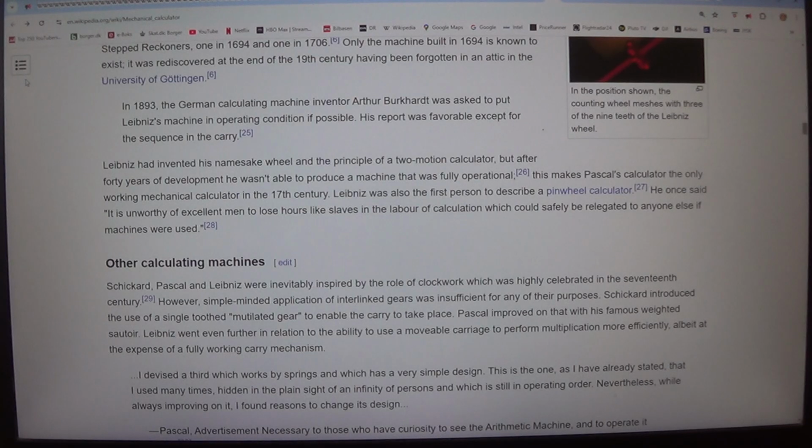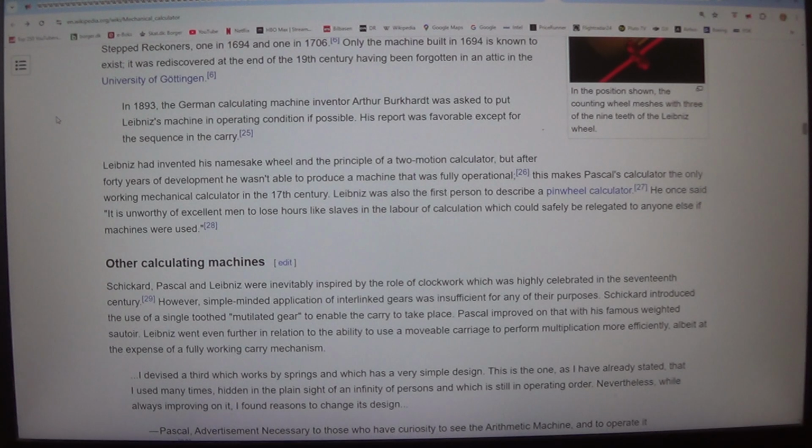It was rediscovered at the end of the 19th century, having been forgotten in an attic in the University of Göttingen. In 1893, the German calculating machine inventor Arthur Burckhardt was asked to put Leibniz's machine in operating condition if possible. His report was favorable except for the sequence in the carry.